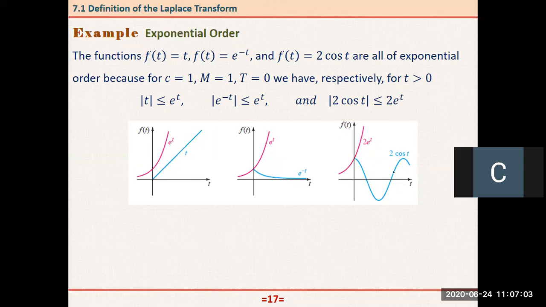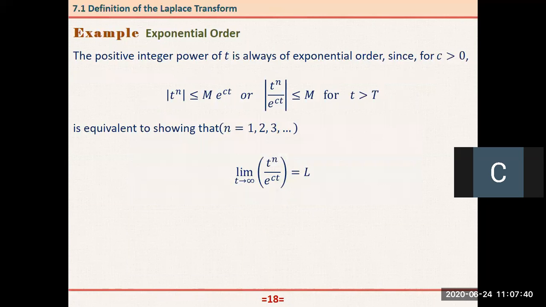How about the function 2 times cosine of t? That is the graph of this function. And we know that 2 times e to the power t grows much faster than this function over the interval from 0 to positive infinity. Sometimes it is 0 to positive infinity, sometimes it may be from 3 to positive infinity. That's why this capital T is positive; it can be any number. Sometimes we may have a function like this, and when you split it into two or three pieces, we consider them separately.